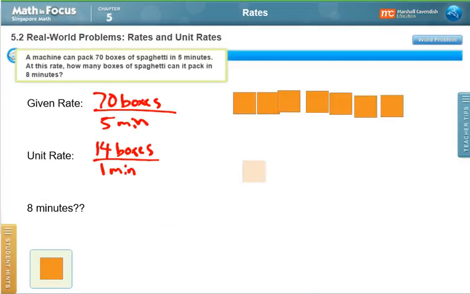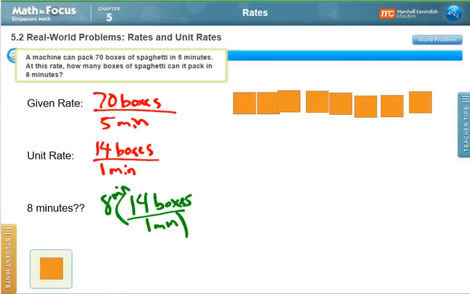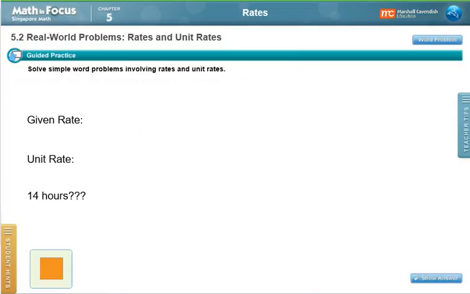What I've just figured out with this unit rate is that one of these units is 14 boxes of spaghetti. So what I'm going to do here is take 8 times my unit rate. 8 times 14 boxes over 1 minute. And I should say that the 8 is measured in minutes. So 8 times 14 is 112 boxes of spaghetti. Again, find that unit rate first and then multiply by how many of those units we need.